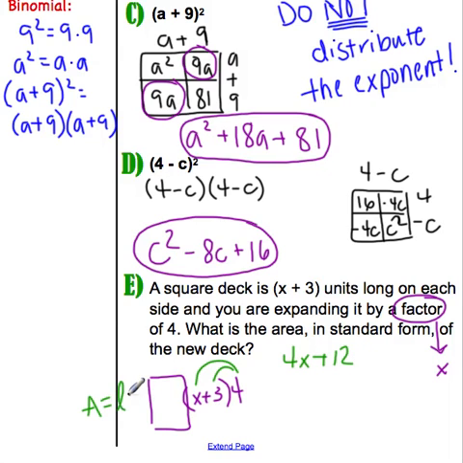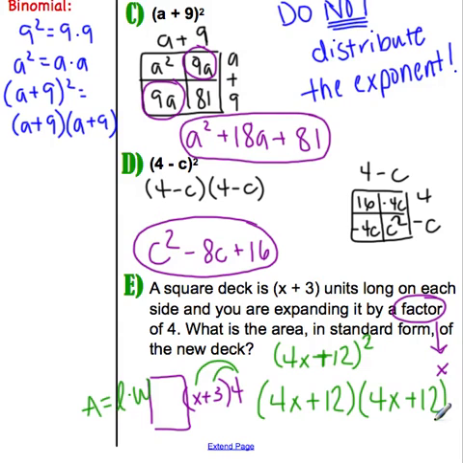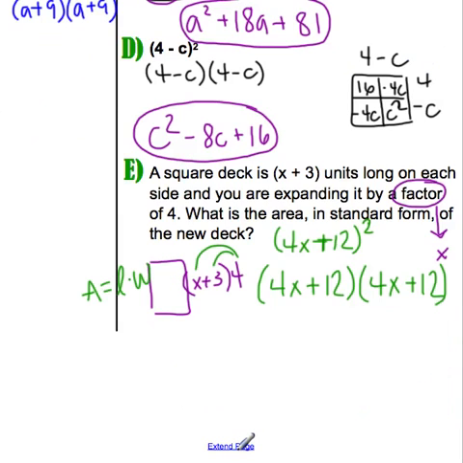However, what we know is that in a square, the length and the width are the same, meaning that we're going to do 4x plus 12, the quantity squared. So I'm going to rewrite this out. 4x plus 12 times 4x plus 12. I'm going to give myself a little bit more room to work with here. And this time I'm going to use the FOIL method.